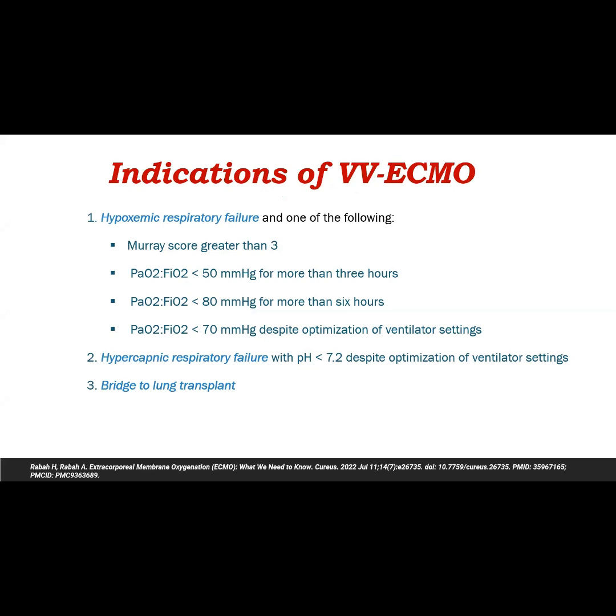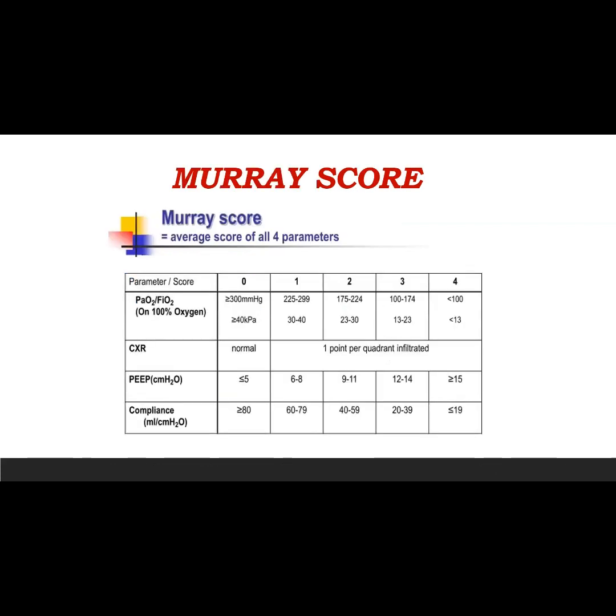transplant. For the proper indication in hypoxemic respiratory failure, there should be hypoxemic respiratory failure with one of the following: Murray score greater than 3, PaO2 to FiO2 less than 50 mmHg for more than 3 hours, less than 80 mmHg for more than 6 hours, and less than 70 mmHg despite optimization of ventilator settings.